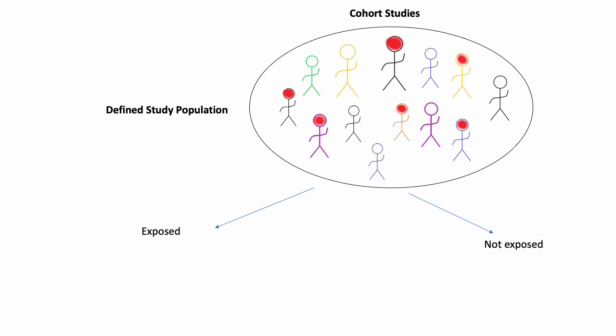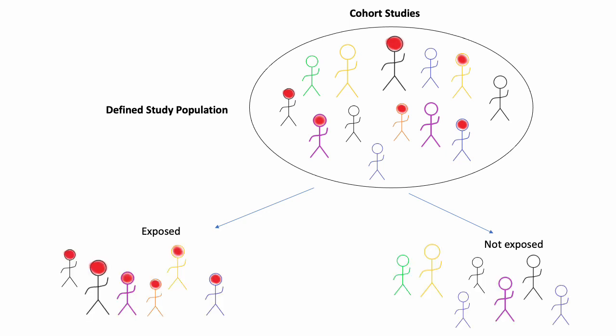Essentially, we do the same thing of dividing the population between exposed and not exposed. But as you can see, in cohort studies, the exposure has already occurred. As you can see in this diagram, there are people who already have the exposure. Now we are dividing them into exposed and unexposed.